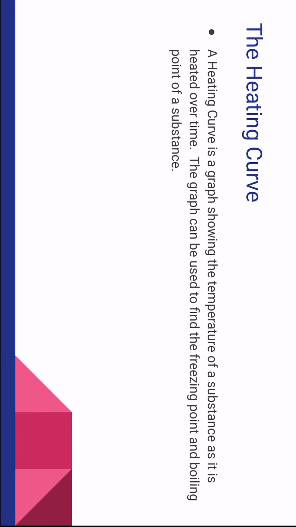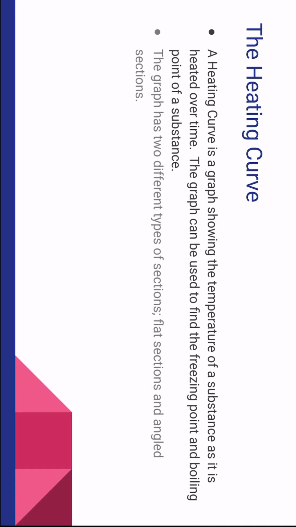A heating curve is a graph showing the temperature of a substance as it is heated over time. The graph can be used to find the freezing point or the boiling point of a substance. A heating curve has two sections, a flat section and angled sections.